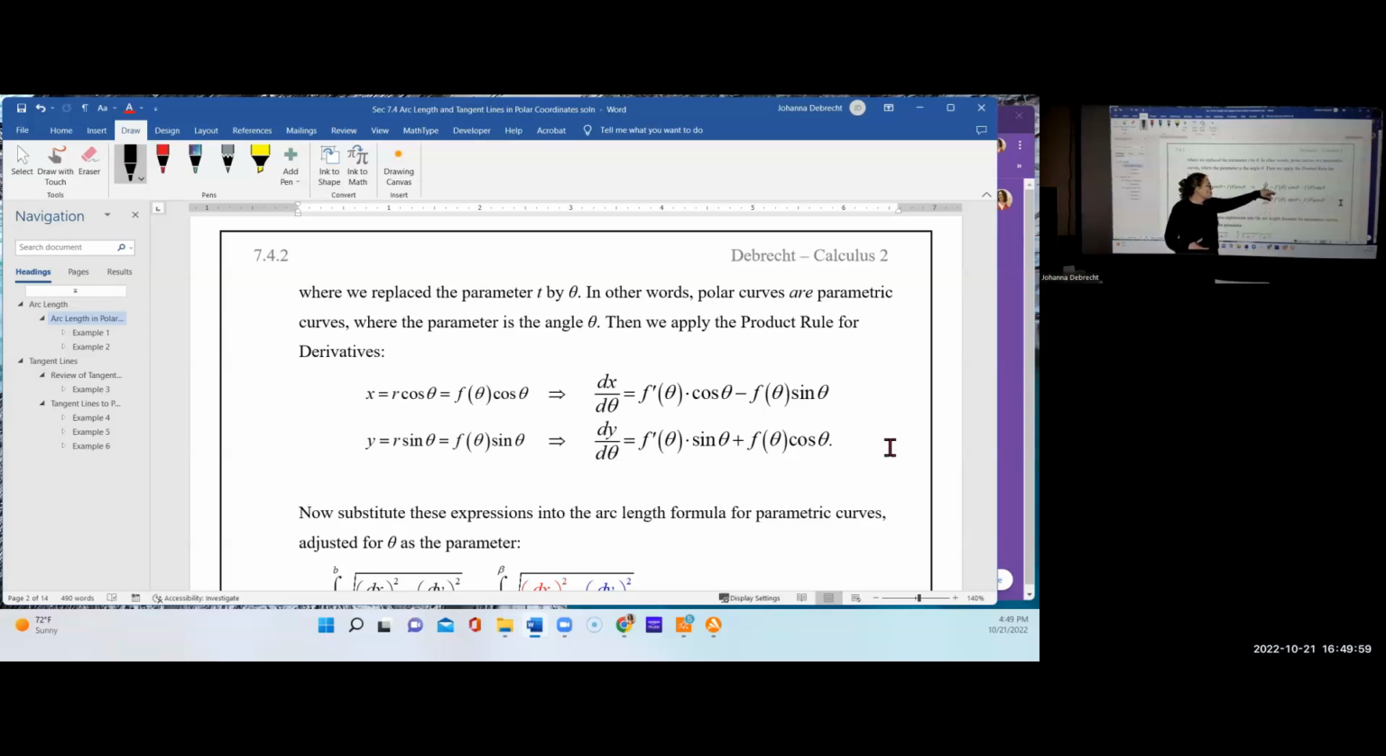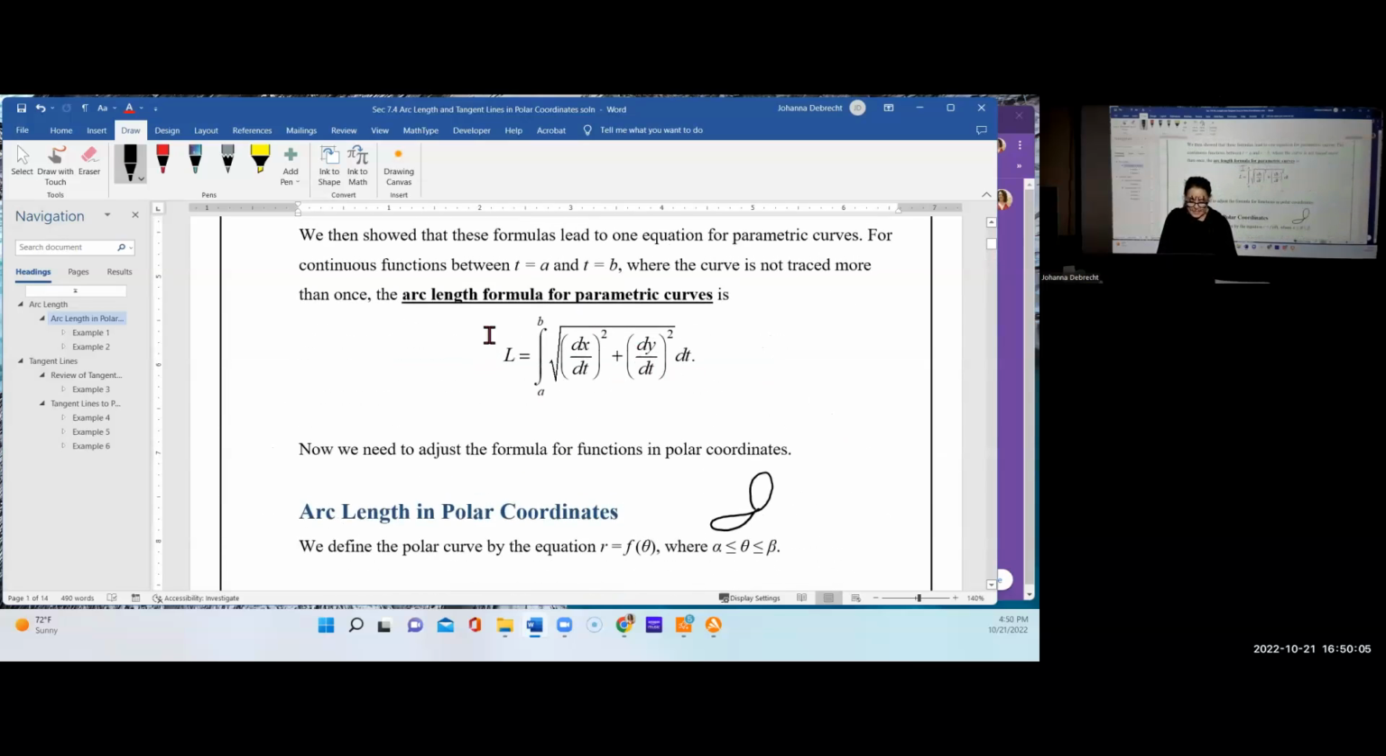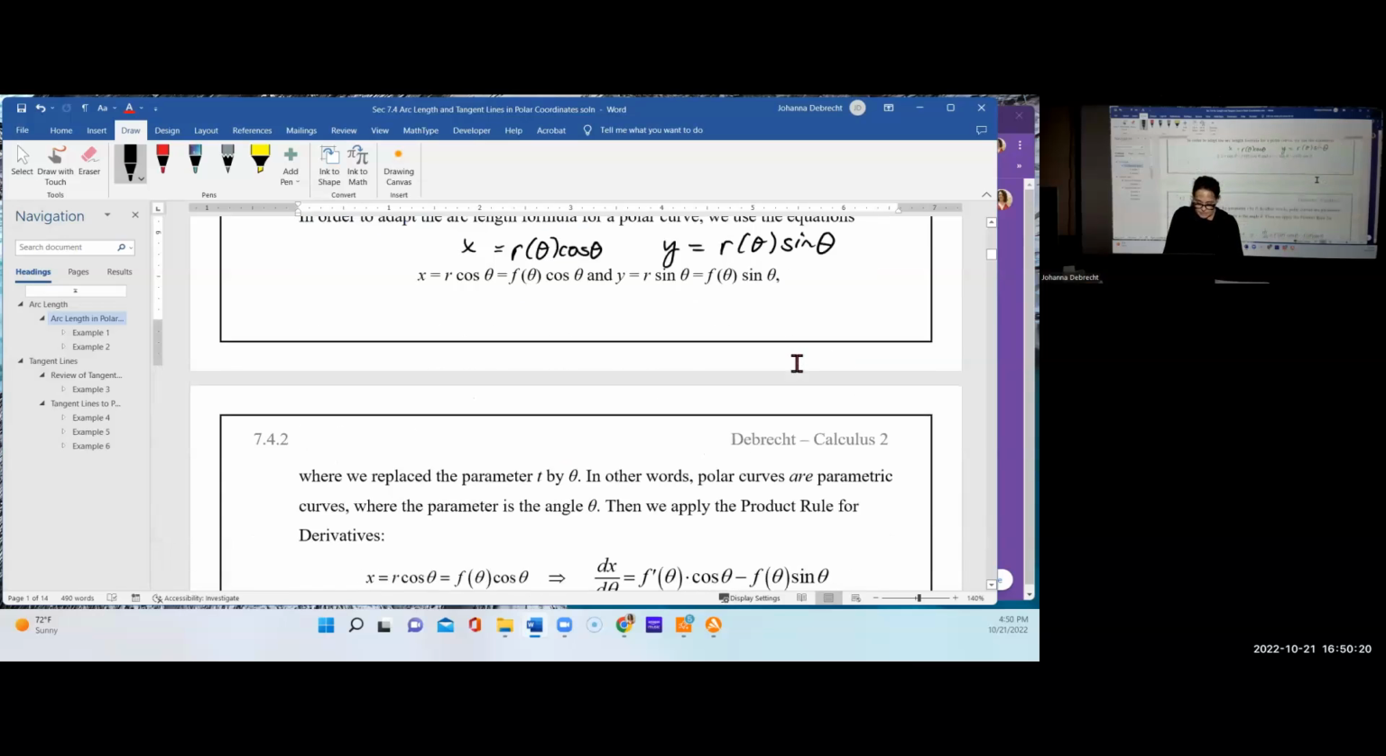right? So this is exactly the formula that we had up here for our parametric equation that you can see right here in the middle. This dx/dt becomes dx/d theta, and dy/dt becomes dy/d theta. So we need to find the derivatives, square them, then add them together, then take the radical of them.